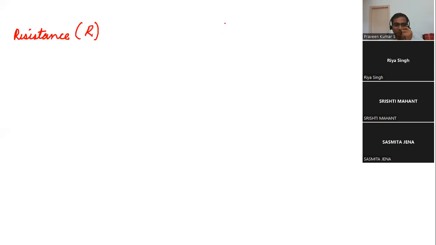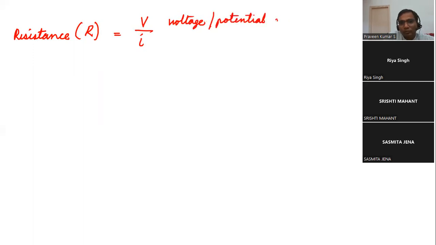Okay, now how is this resistance measured? This resistance is seen as a ratio between, R is equal to V by I. What is this V? V stands for voltage or potential difference. What about I? I stands for current. Now we have already defined I. We have told that I is nothing but the amount of charges that are flowing.